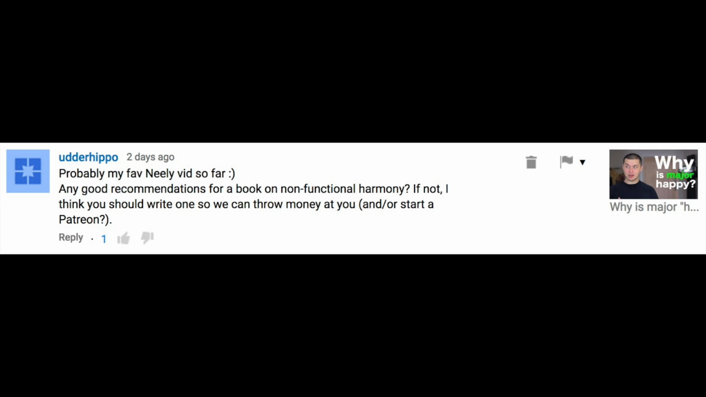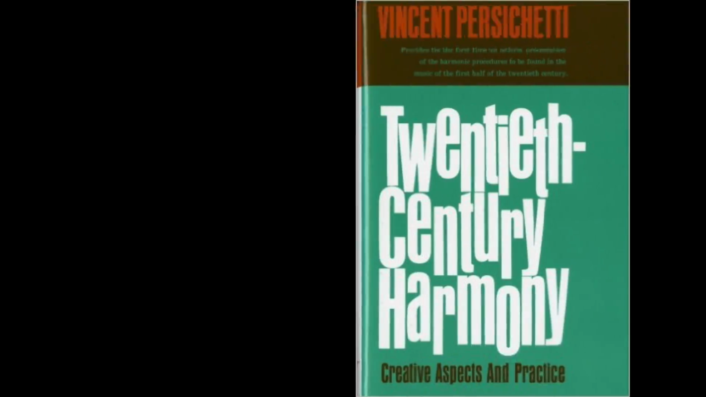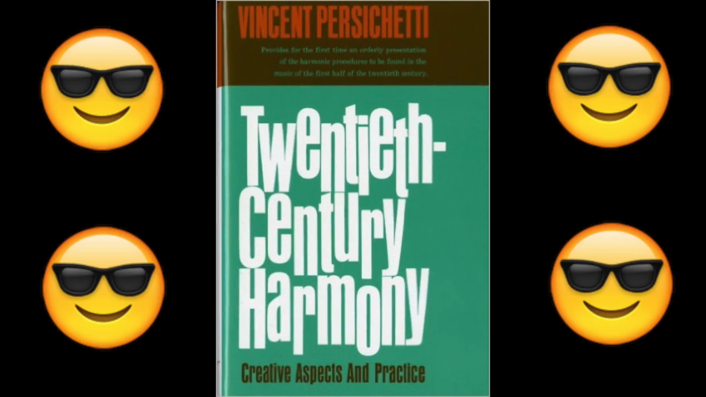Any good recommendations for a book on non-functional harmony? If not, I think you should write one so we can throw money at you and/or start a Patreon. Definitely my favorite textbook on non-functional harmony and just composition in general is 20th Century Harmony by Vincent Persichetti. It's awesome because it is a very descriptivist approach to harmony and to composition in general. It tells you all the things that you can do without telling you things that you should do. So definitely check that out. I really like that textbook.